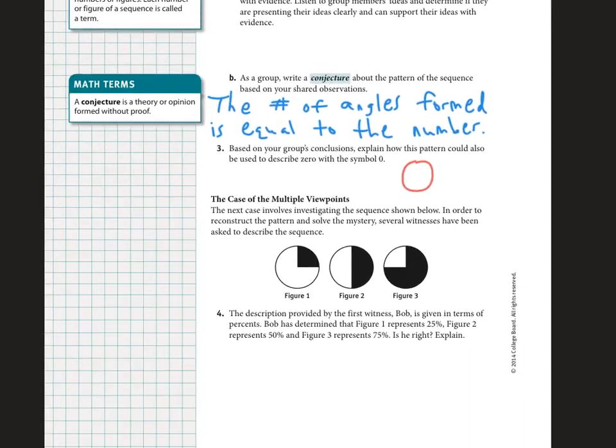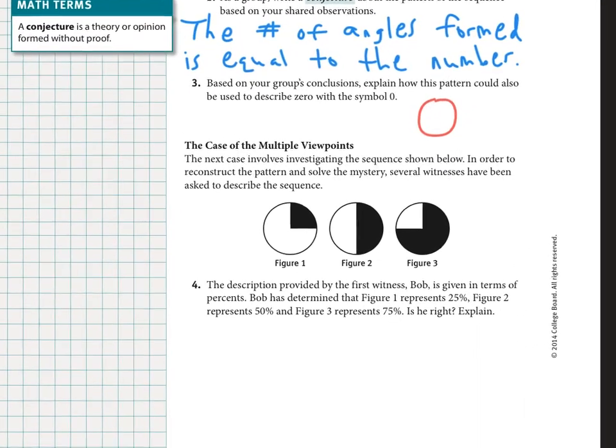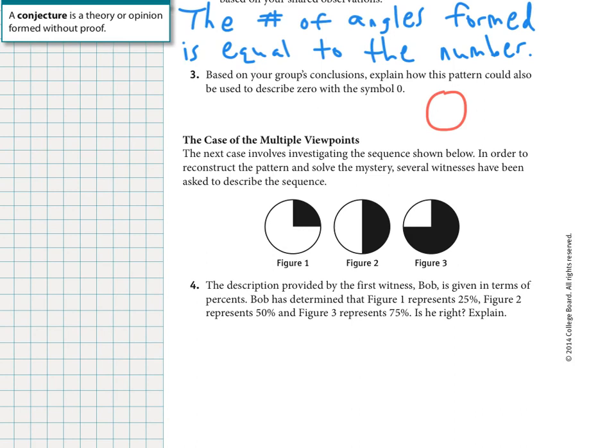All right, so now let's move on. The case of multiple viewpoints here. Let's think about this. So this case involves investigating the sequence shown below. So we see figure 1, figure 2, figure 3. In order to reconstruct the pattern and solve the mystery, several witnesses have been asked to describe the sequence. All right, so here we go. Witness 1, Bob, right? He says, I determined figure 1 is 25%, figure 2 is 50%, and figure 3 is 75%.